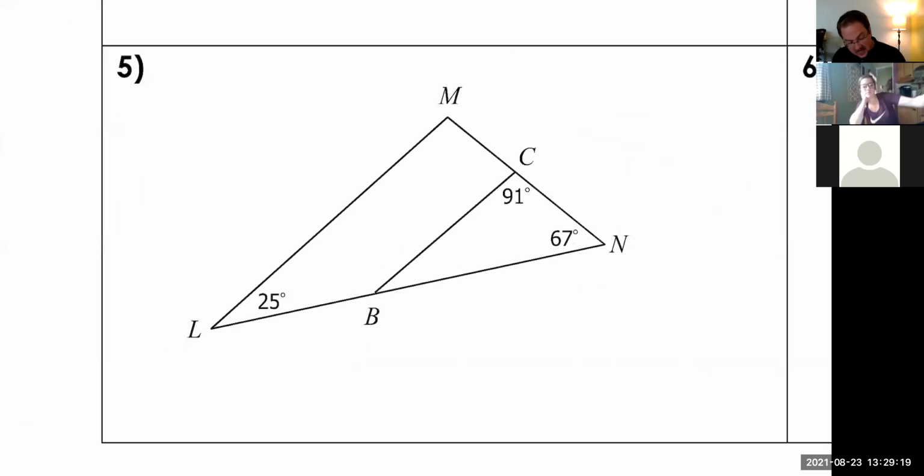Number 5, same idea. If you were to crunch some of those numbers, find the missing angles in each of these triangles, you'll find that in this smaller triangle here next to B, you would get a 22-degree angle. And angle M is 88 degrees, which unfortunately, aside from angle N being the one that they share, they don't have a second set of congruent angles. So this one, unfortunately, is going to be a no as well.